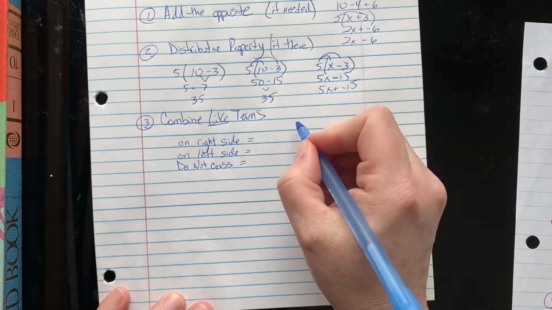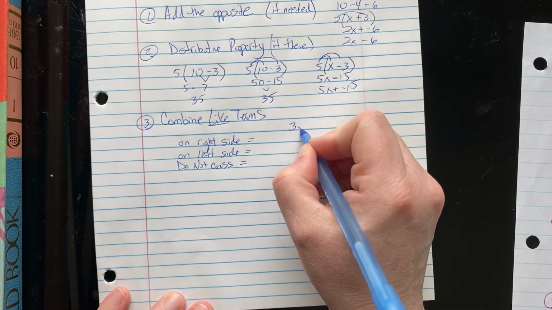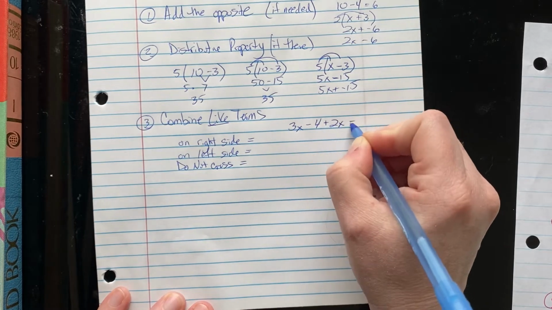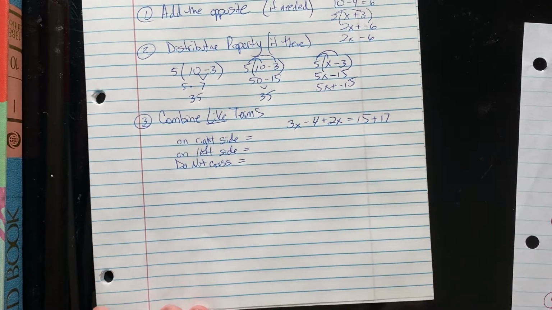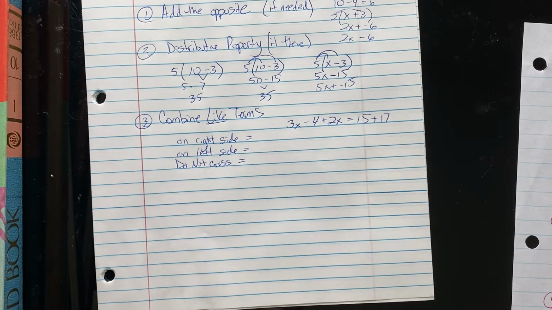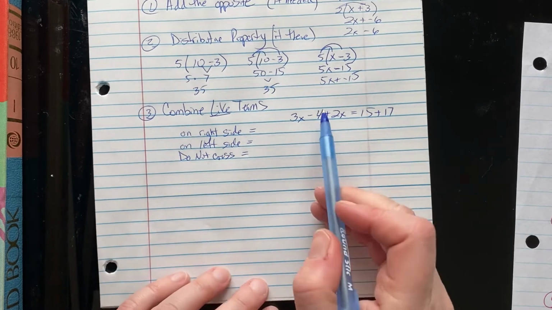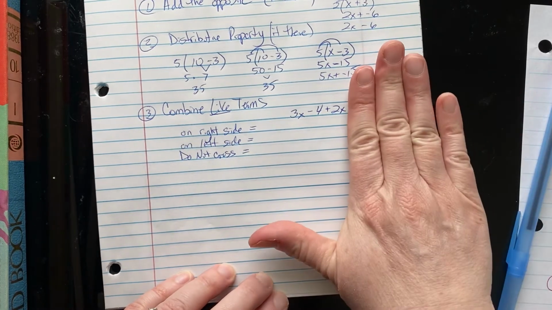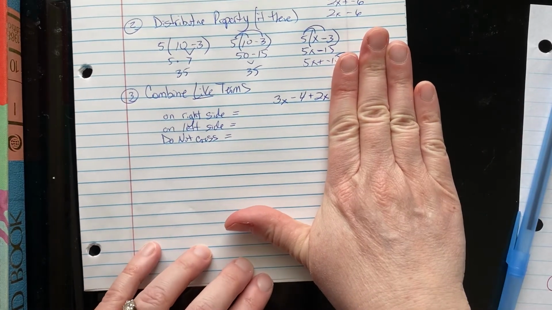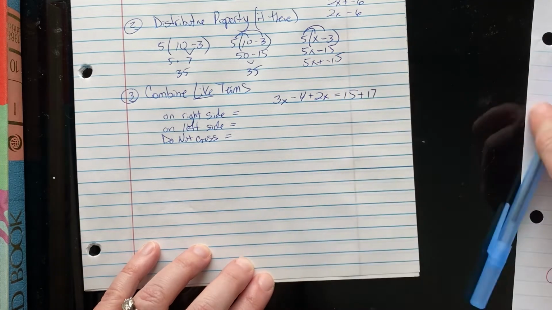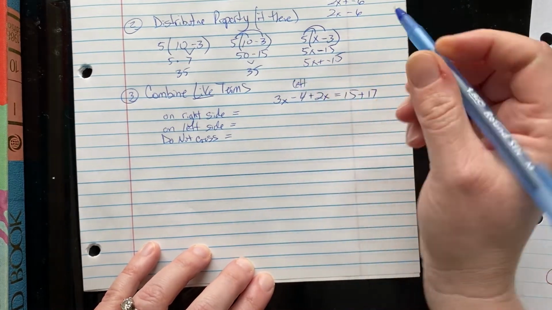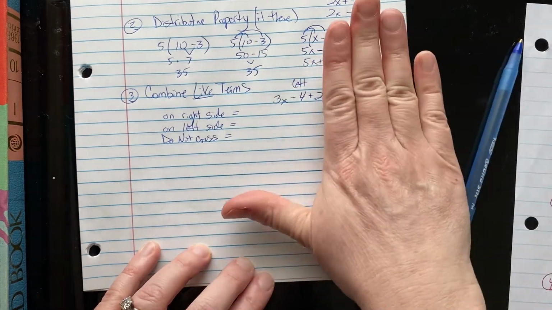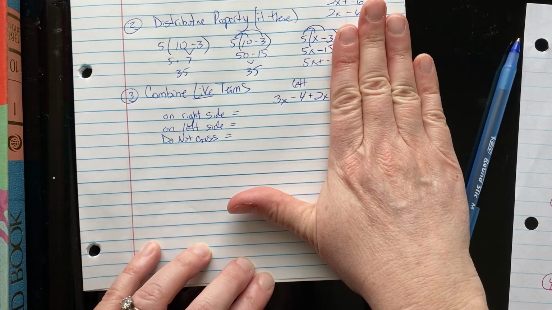So what that's going to look like is if I had 3x minus 4 plus 2x equals 15 plus 17. So looking at that equation, I've got an expression over here, and I've got an expression over here, and I can do some combining like terms. So this is all going back to the review that we did the last couple of days. So here on the left, sometimes people think about that equal sign as a wall. So we're on the left-hand side of the wall. We're just looking to combine like terms here.